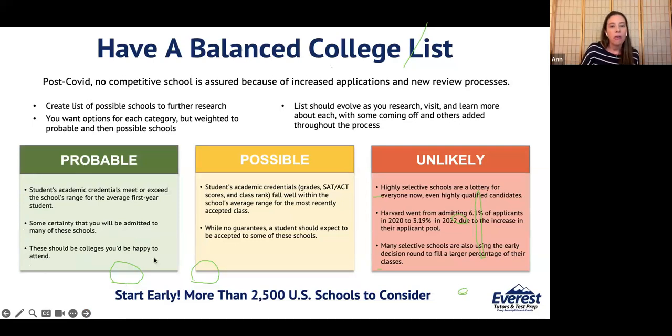There's an eraser. Okay, so how do we combat this whole inflated score list so that we have reasonable expectations for what we're going to do with our schools? So we need to have a balanced college list. All right. So that means that no competitive school is assured because of the increased applications and new review process.